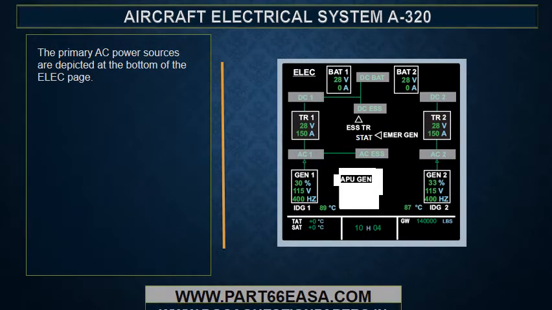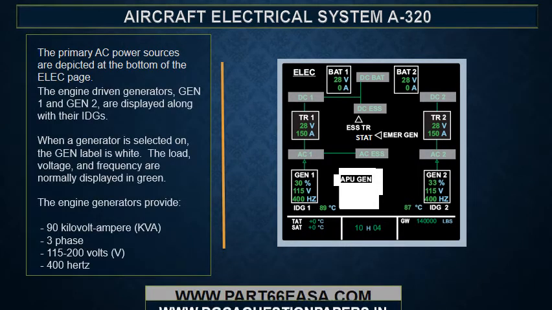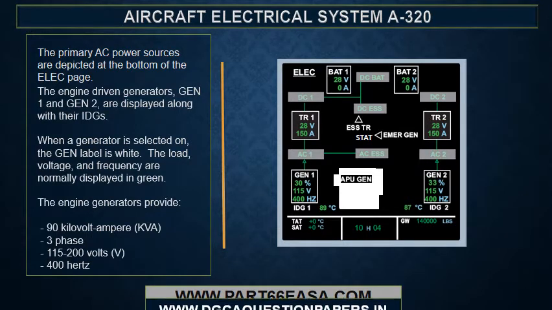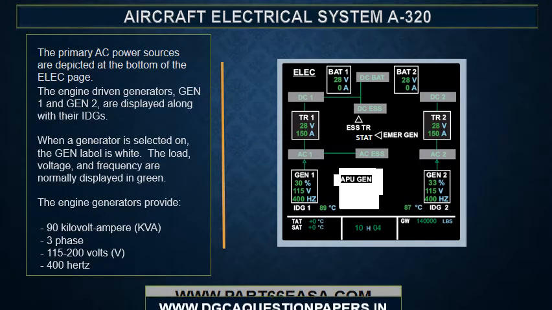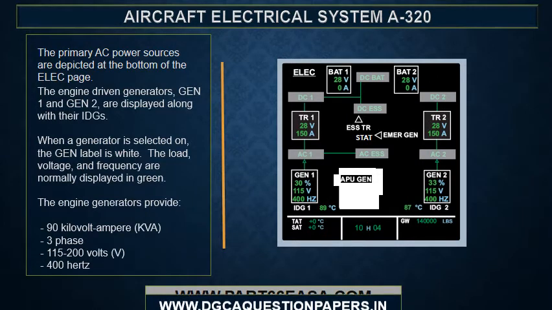The primary AC power sources are depicted at the bottom of the electrical page. The engine-driven generators, Gen 1 and Gen 2, are displayed along with their IDGs. When a generator is selected on, the Gen label is white. The load, voltage, and frequency are normally displayed in green. The engine generators provide 90 kVA, 3-phase, 115 to 200 volts, and 400 Hz.